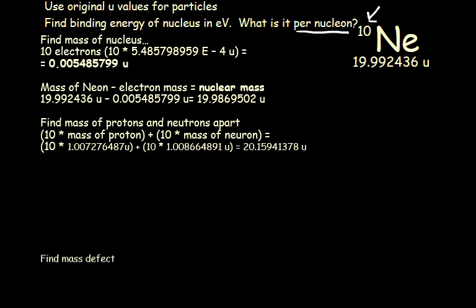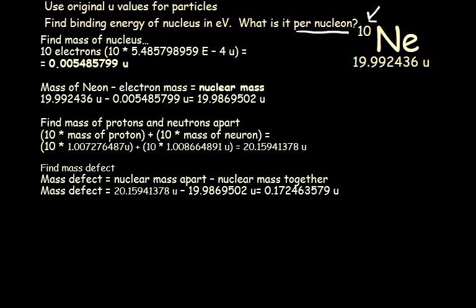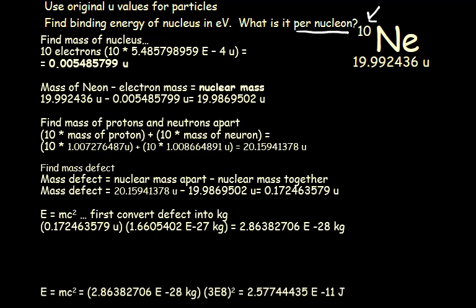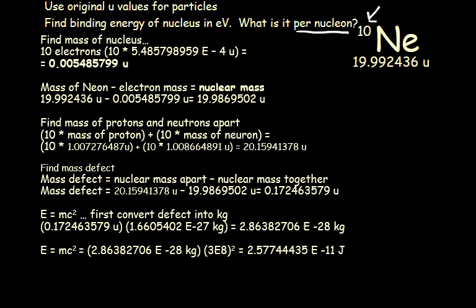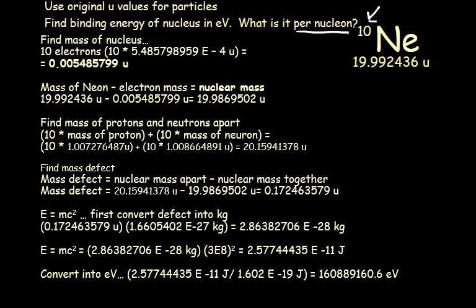We get 20.15941378 u. To get the mass defect, we subtract the two, and this is the mass difference. Convert that into kilograms, and we've got our mass in kilograms. E equals mc squared, so that's the energy in joules holding this nucleus together. We can get that into electron volts, and there we go. That's the energy holding the nucleus together.